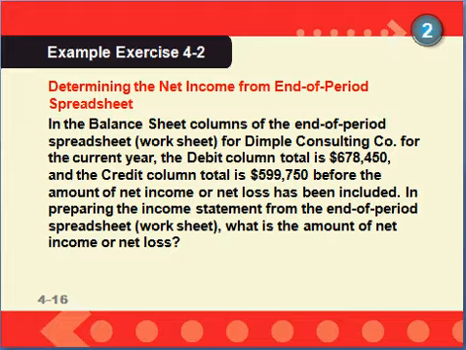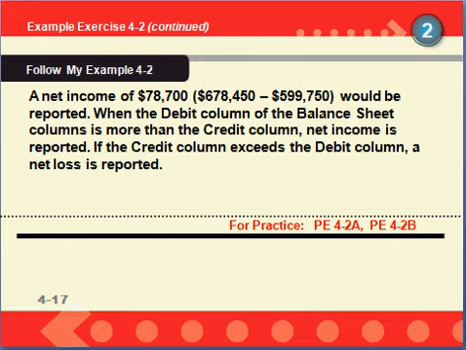and we would find out the amount by subtracting the $599,750 from the $678,450 debit balance, and we see that we had a net income of $78,700, and that's what we would report for our net income for the period.